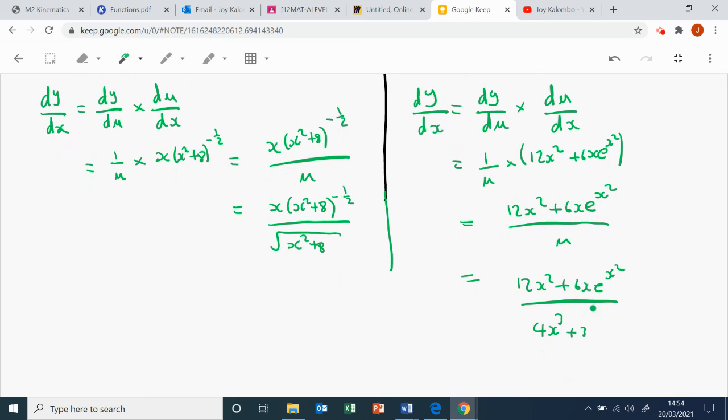Yep, 3e to the x squared. And that's it, guys. There we go. Final answer.